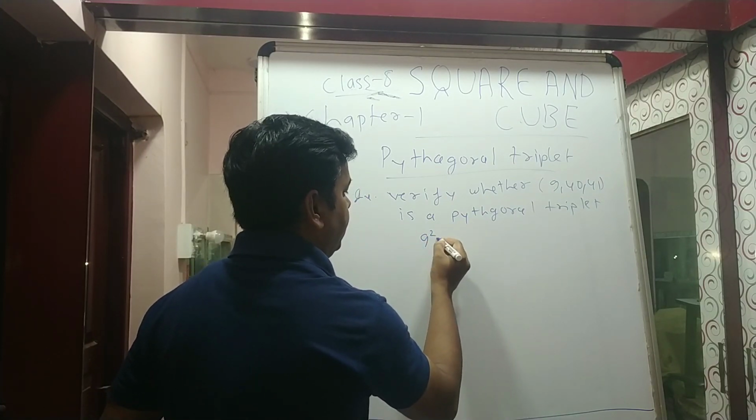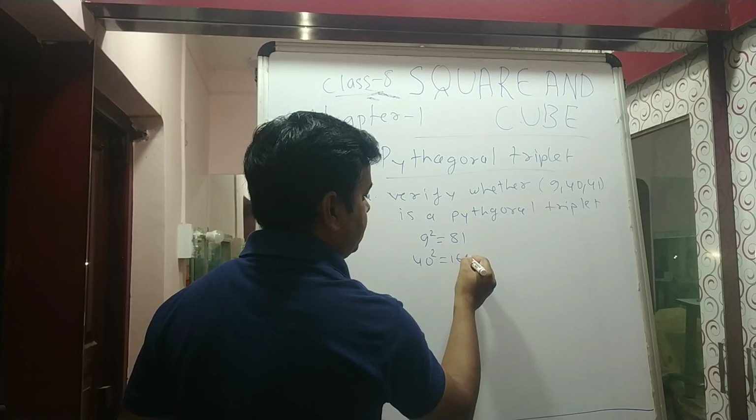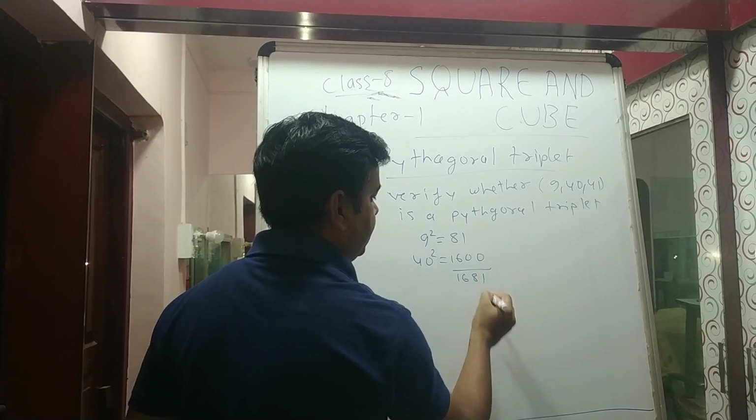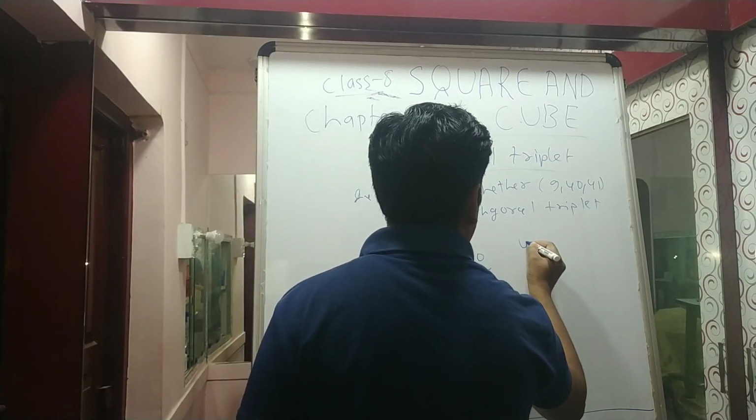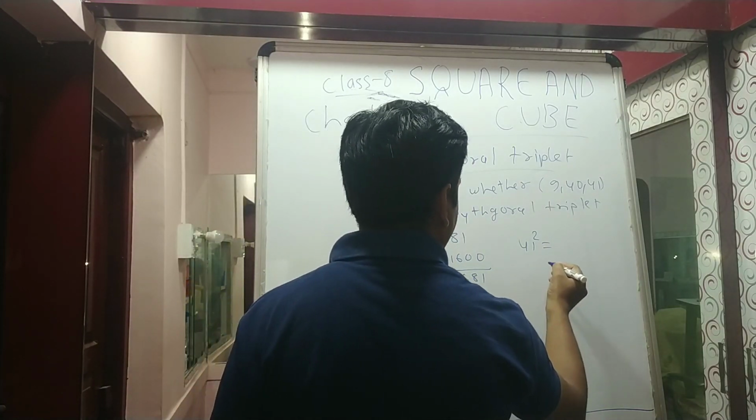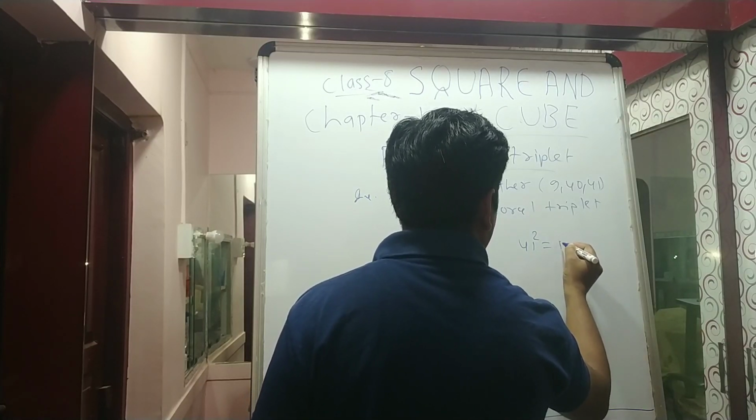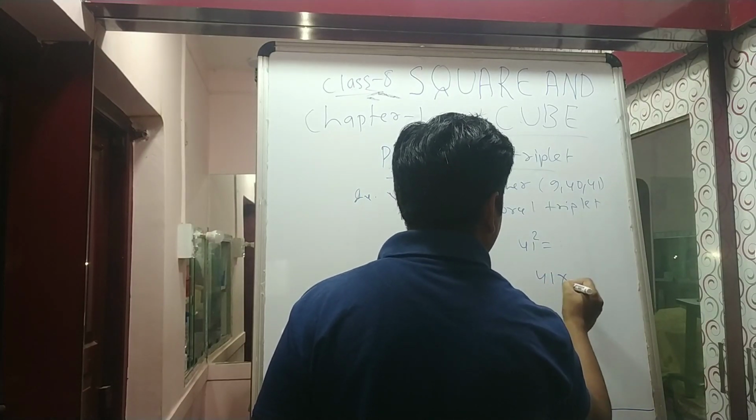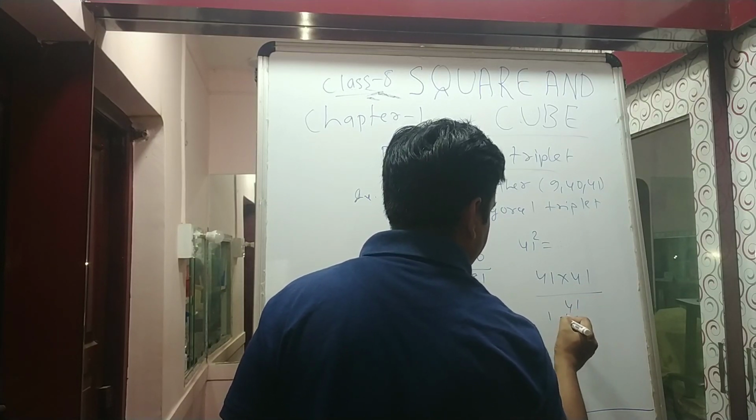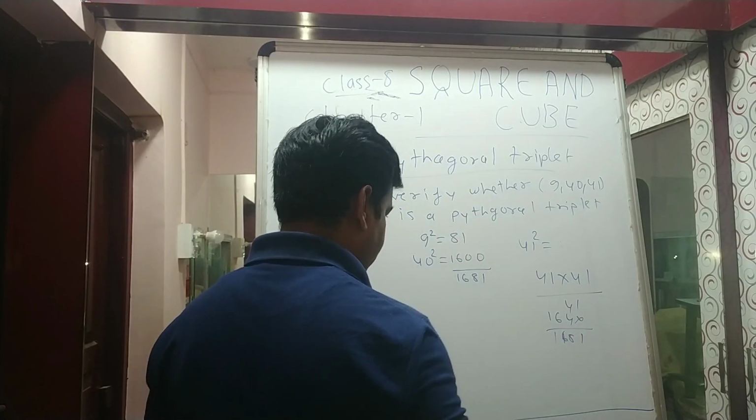9 square is 81. 40 square is 1600. If we add both, this becomes 1681, right? And now 41 square is equal to, if you multiply 41 into 41, this will be 1681.